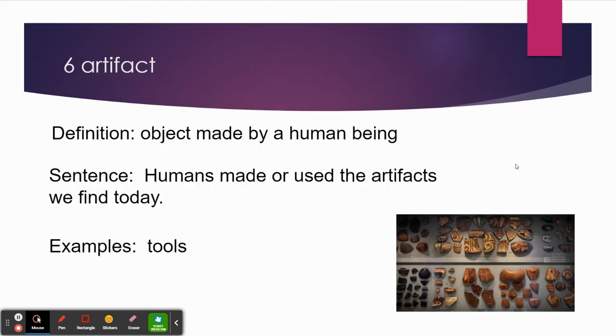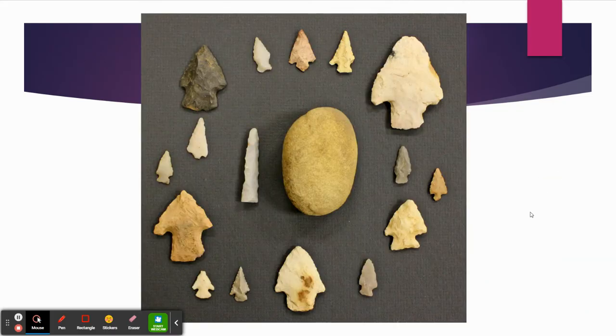Six is artifact. The definition, object made by a human being. The sentence I chose, humans made or used the artifacts we find today. Example, tools. So in this smaller picture, you can see lots of different artifacts that archaeologists have found. And here are some more artifacts. These look to be all arrowheads.